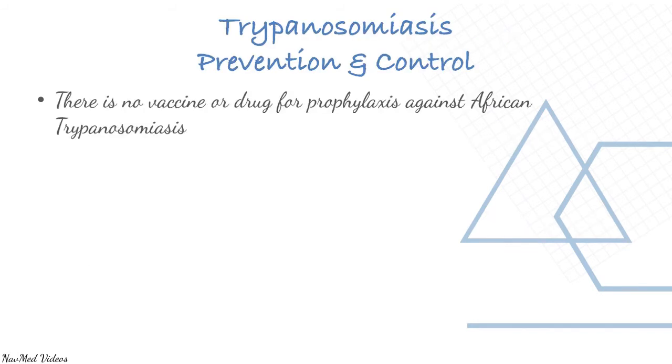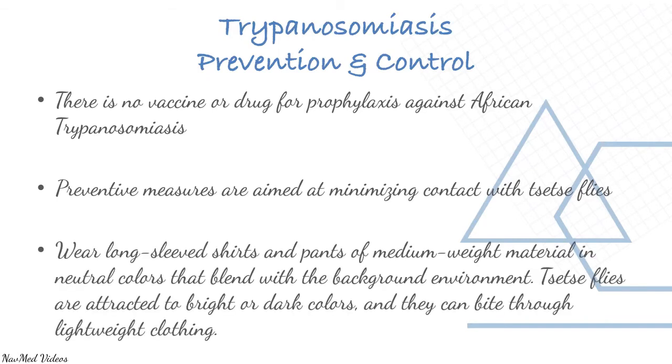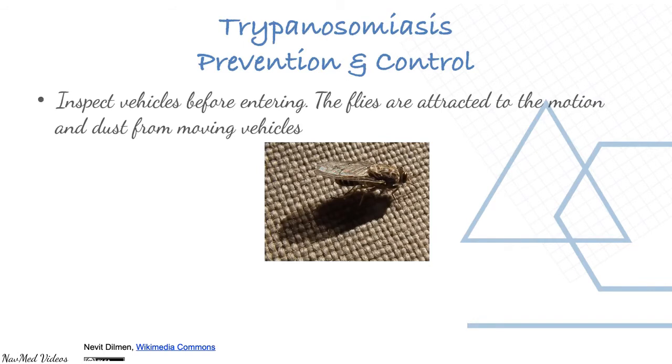Prevention and control: there is no vaccine or drug for prophylaxis against African trypanosomiasis. Preventive measures are aimed at minimizing contact with tsetse flies. Wear long-sleeved shirts and pants of medium-weight material in neutral colors that blend with the background environment. Tsetse flies are attracted to bright or dark colors, and they can bite through lightweight clothing. Inspect vehicles before entering.